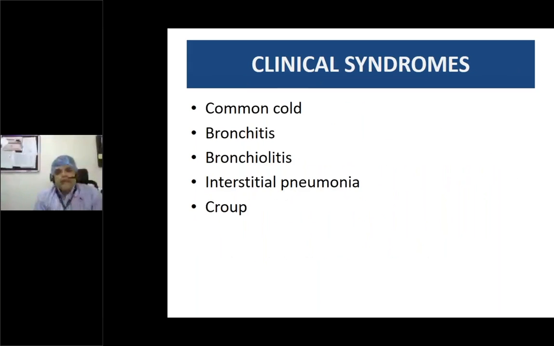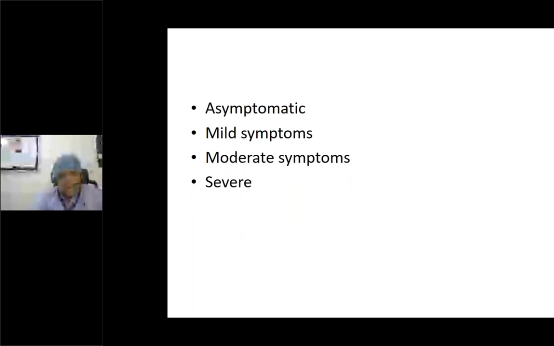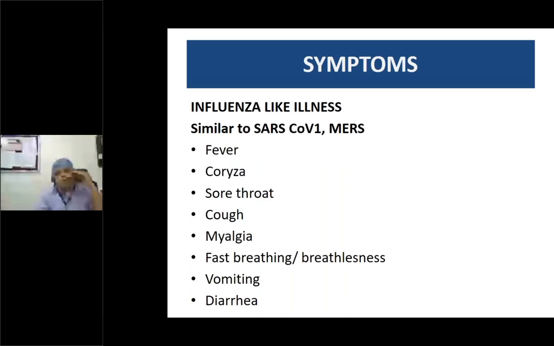The clinical symptoms of COVID-19 infection range from common cold. It may present with bronchitis, bronchiolitis, interstitial pneumonitis, and croup, etc. And as I said earlier, most of them are asymptomatic. Few of them have mild and moderate degrees of symptoms, and very few have severe and critical symptoms. Most of the symptoms are like any other viral infection.